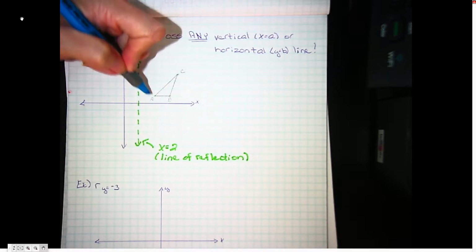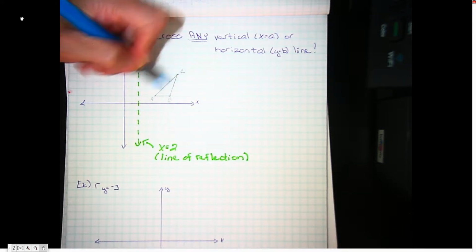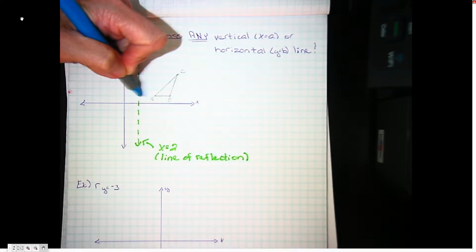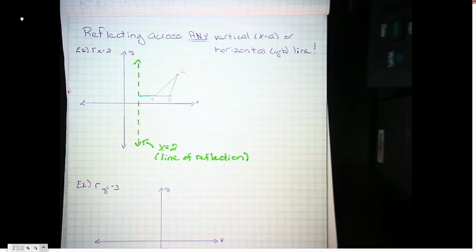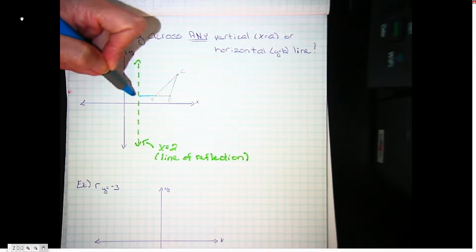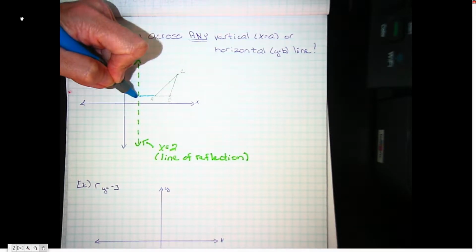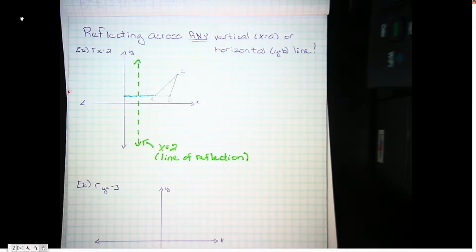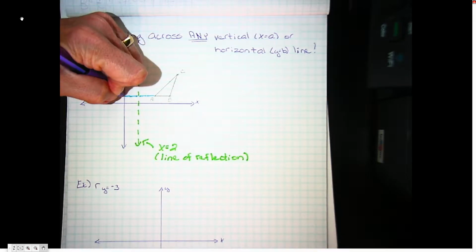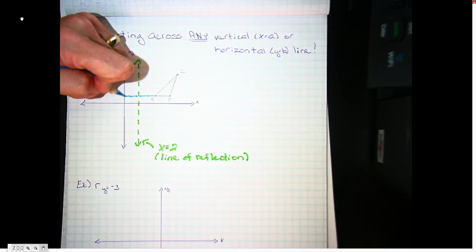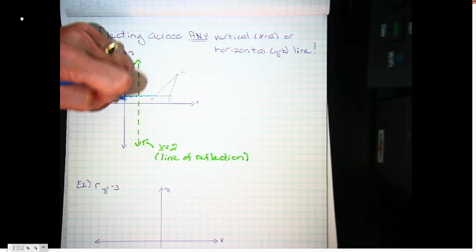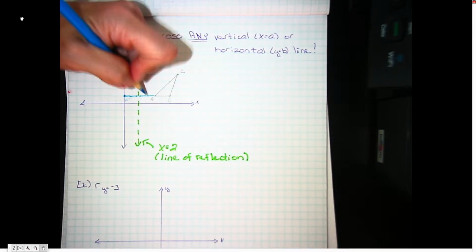And more specifically, distance from each point to the line of reflection. All right, so if I look at A, it is 2 units on the positive side of it. And since I'm reflecting over it, A prime has got to be 2 units on the negative side, the opposite side of it. So my A prime is going to be right here. Okay, they've all got to be equal distance.